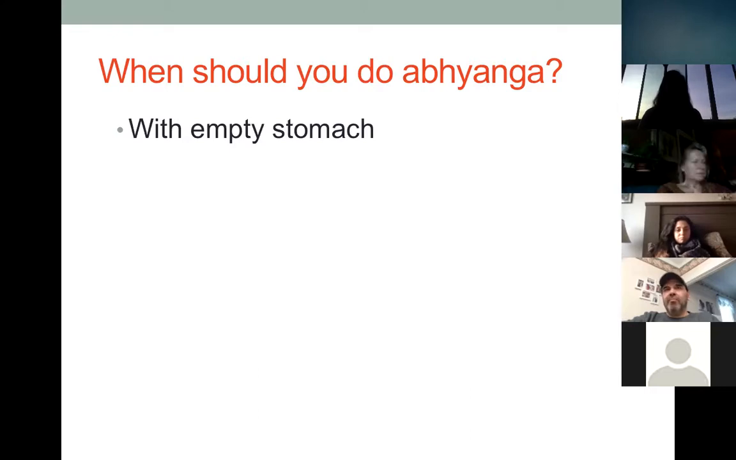The idea is that the skin needs to digest the oils, and if you're trying to digest your food in your stomach, you don't want to take energy away from that digestion, right? You want to prioritize the stomach's digestion. Later on, when the stomach's empty, 2-3 hours later, that's when the skin can start digesting, right? Everything that comes in through the senses has to be digested.